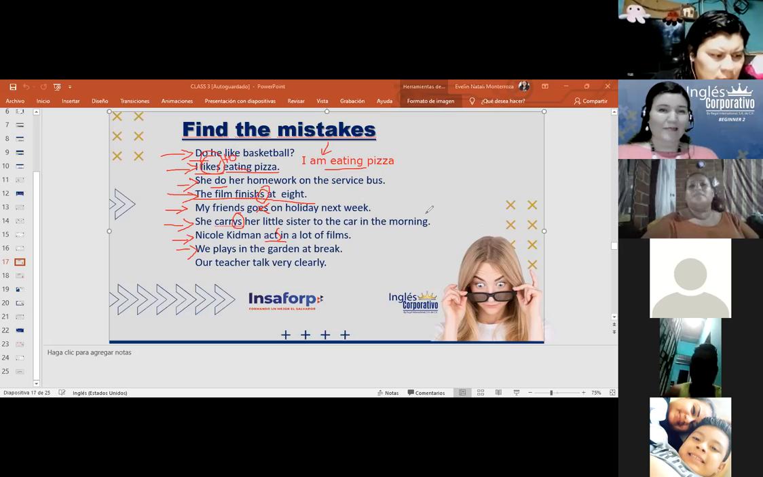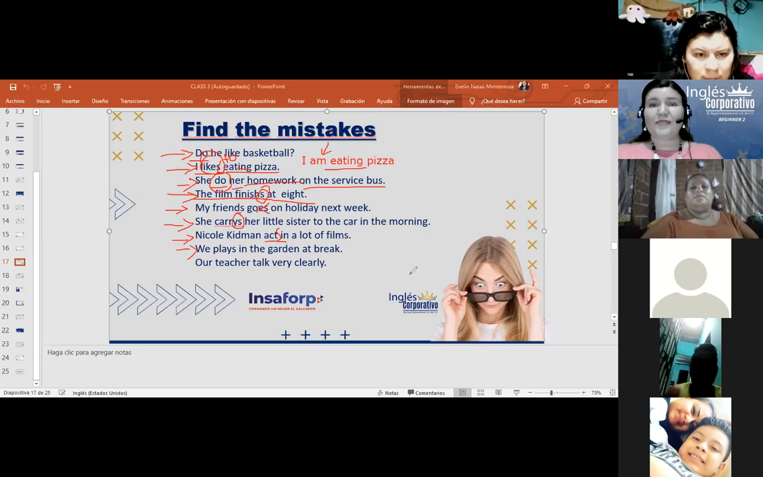Okay, so I think I kind of teacher, explained that. Yes, Maximo? In the number three. Number three, uh-huh. Do is a verb, not auxiliary. Yes. No, in this case is the main verb, hacer. This is the verb of the sentence. Porque aquí ya no tenemos otro verbo, si se fija, aquí her es el object pronoun, homework, it's a noun, y on the service bus es otro noun. Entonces el único verbo que tenemos es do.